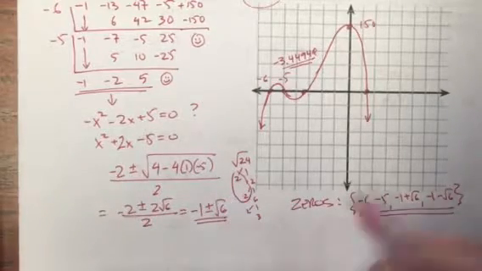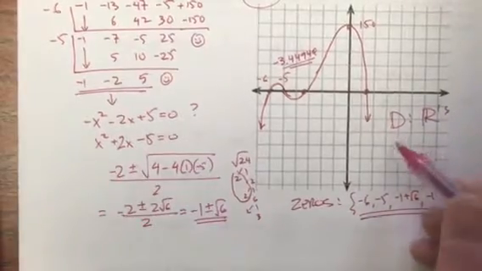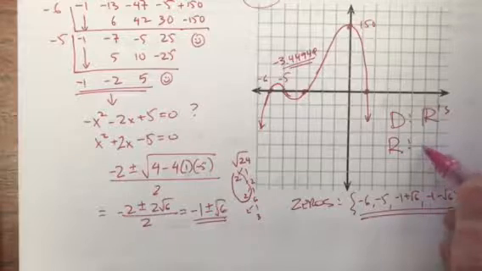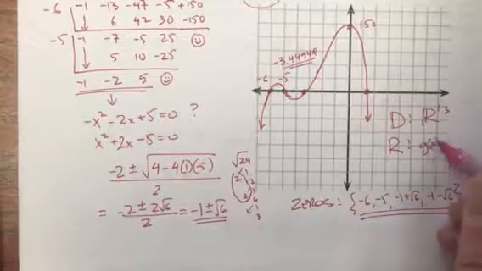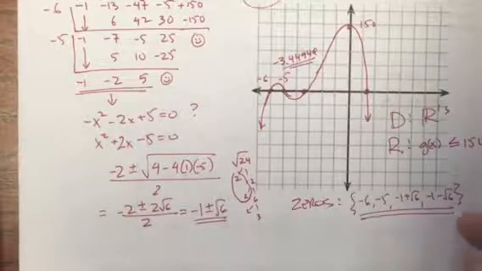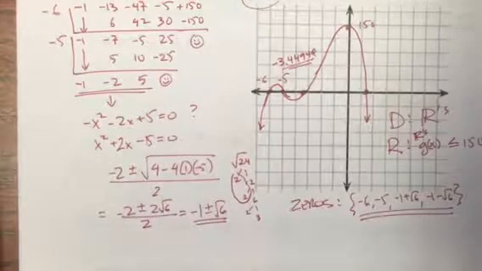Domain and range. The domain is all real numbers, and the range is going to be all numbers less than or equal to 150. So g of x is less than or equal to 150. And then also it's all real numbers. That's implied. If you forget that, I won't take off points.